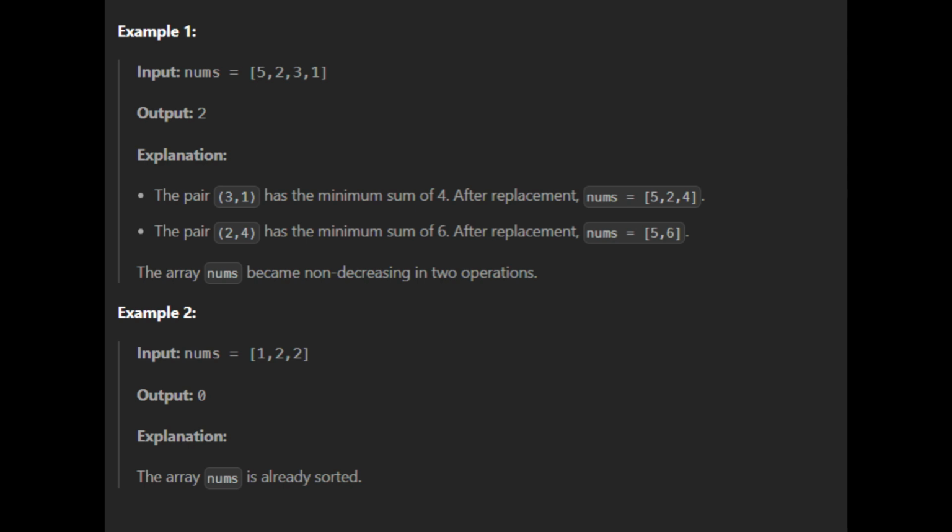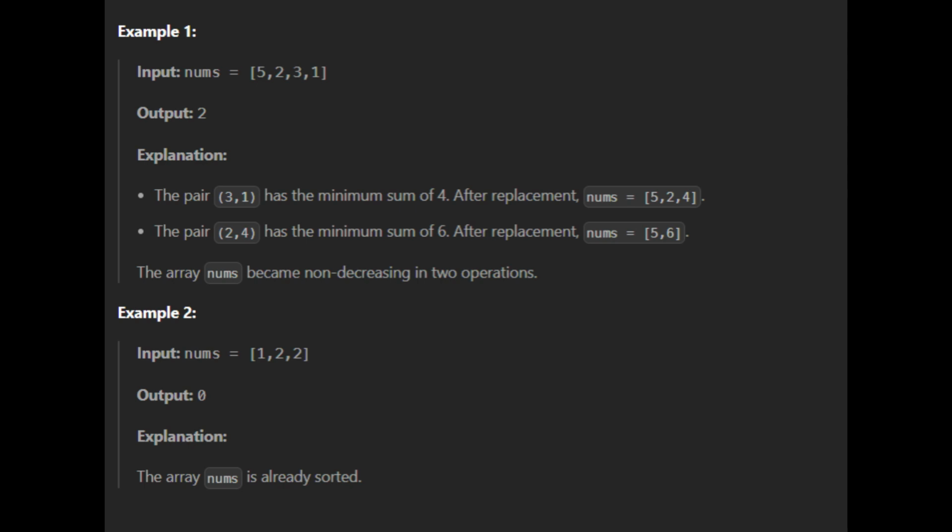Step 3. Check if the array is non-decreasing. Now the array is [5, 6]. Since 6 is greater than or equal to 5, the array is already non-decreasing. So we stop here. Final answer for example 1: we needed 2 operations to make the array non-decreasing. Output 2.